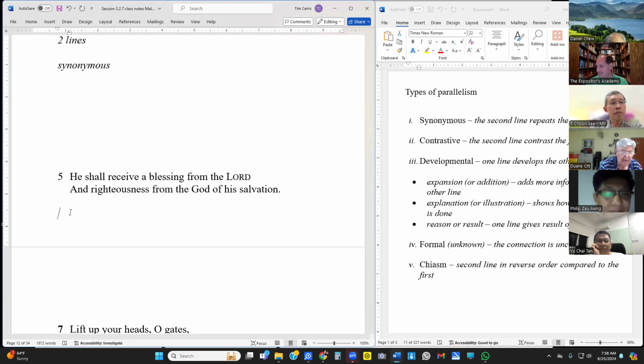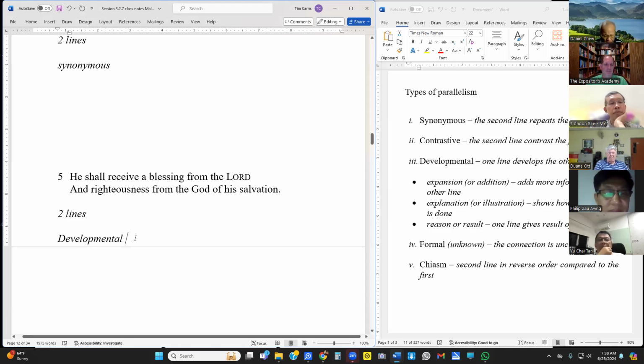Oh, sure. He shall receive a blessing from the Lord, righteousness from the God of his salvation. I guess it develops, huh? He shall receive a blessing, and it's righteousness from the Lord and his salvation that is the blessedness. Yeah. So it's two lines, so we want to identify that first. And then, yeah, I think you're right.